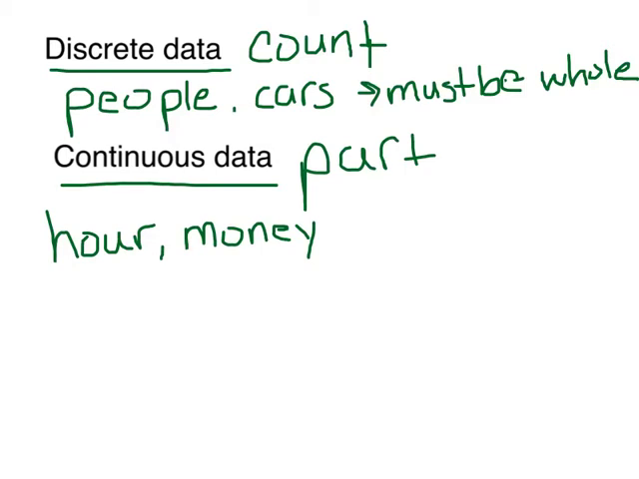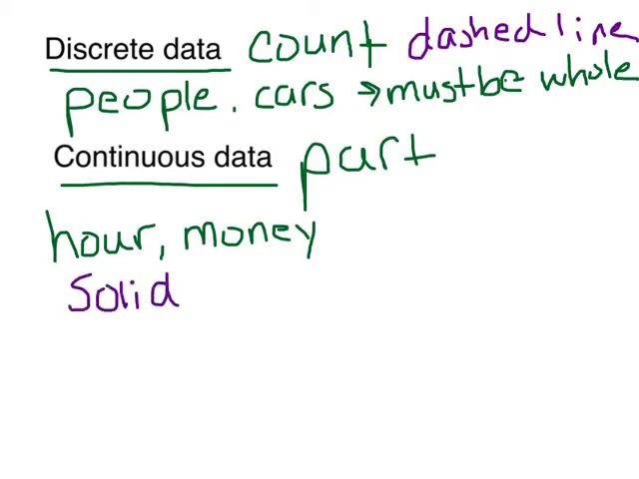So if you're graphing a discrete graph, we graph that with a dotted line or dashed line. And a continuous graph is a solid line. So remember that this is a solid line graph. This is a dashed graph.